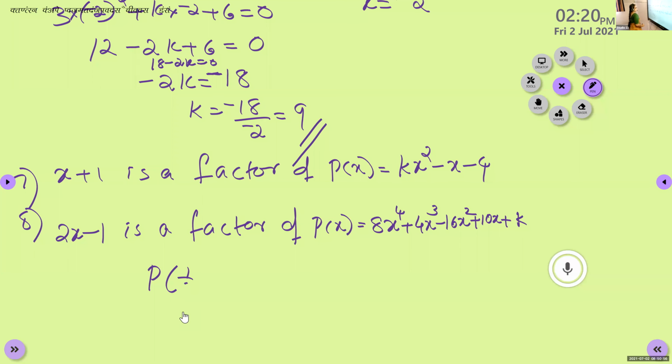Can you explain? Actually, P of 1/2, no? You are finding, Isha? P of 1/2 equal to 0, isn't it, Isha? 2x minus 1 is a factor. So, did you find P of 1/2? No, ma'am. What did you find? P of minus 1. Did you understand how this 1/2? Yes, ma'am. Now try. Then you will get x equal to 1/2. So P of 1/2 equal to 0.